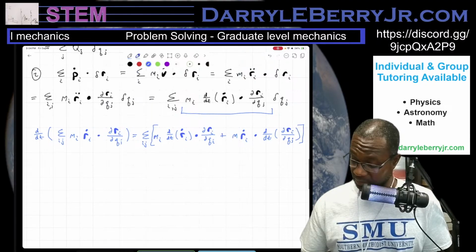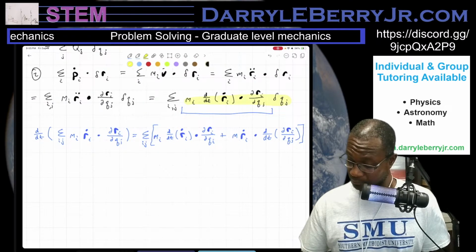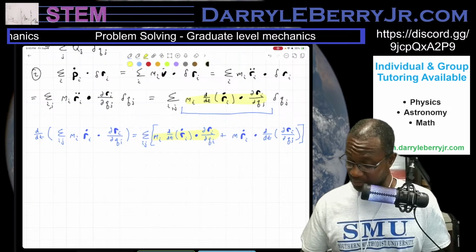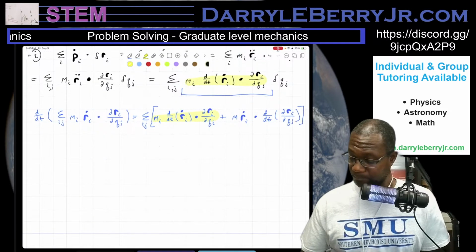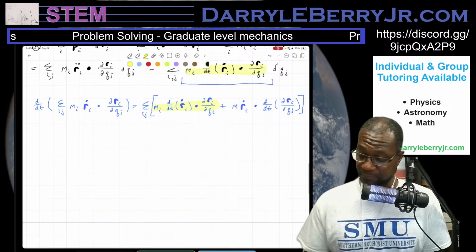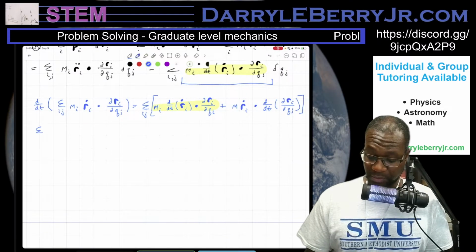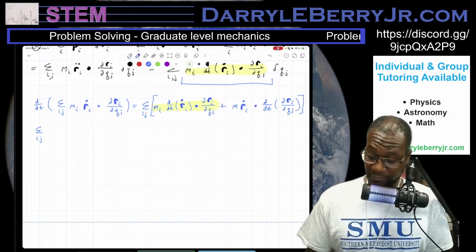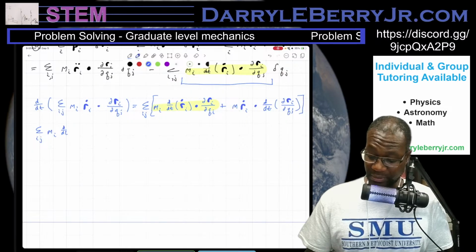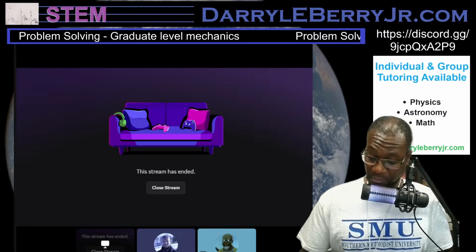If we look at this, we notice that this part here is the exact same as this. So if we put the derivative on the outside, we get the same thing back plus something else. So I want to substitute for this. I can subtract the additional thing, and I can have the summation of m_i d/dt of r.